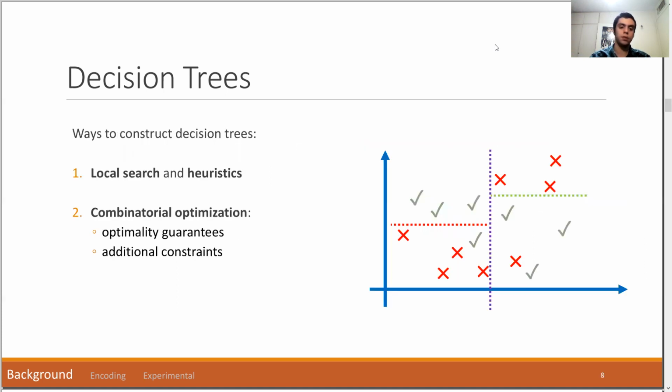Now, we know what decision trees are. How are we planning to find them? And it turns out there are two primary ways to construct decision trees. The first one, which is a bit older and more well-studied, is local search and heuristics.